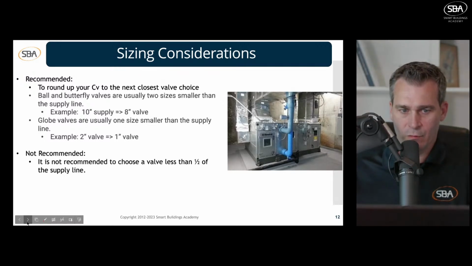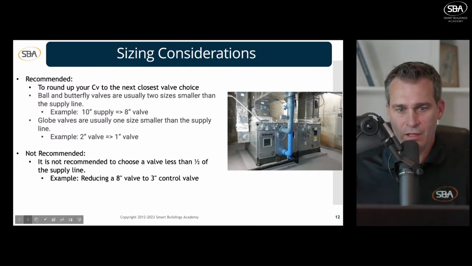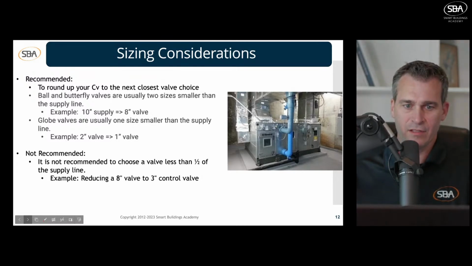Here's what's not recommended. It's not recommended to choose a valve less than half of the supply line. So if we reduce an 8-inch line to a 3-inch valve, for example, that's not going to work because that's more than half. That would have to be from 8-inch to a 4-inch maximum. That's whenever the pipe fitter is going to reduce the pipe from the chilled water plant to the coil. We don't want to do it less than half the supply line.